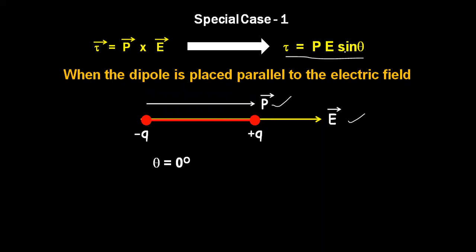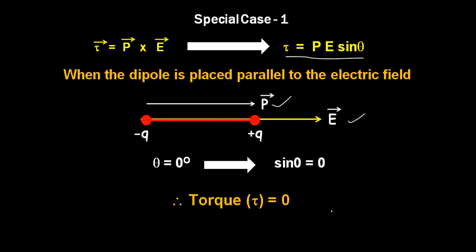Thetaவுக்கு 0 substitute பண்ணோம்னா sin 0 வரும். And you know sin 0 is 0. So sin 0 becomes 0. அப்ப torque tau is equal to 0. PE 0. P into E into 0, which will give me 0. So whenever a dipole is placed parallel to the electric field, the torque acting on the dipole will be 0. This is special case number 1.